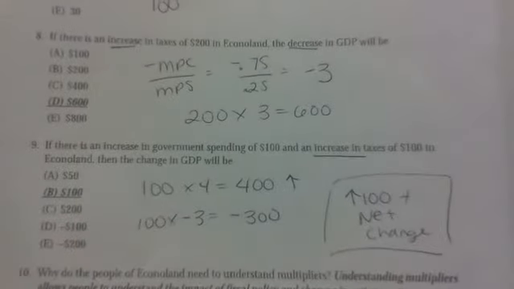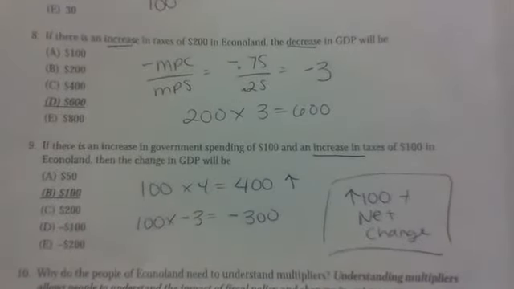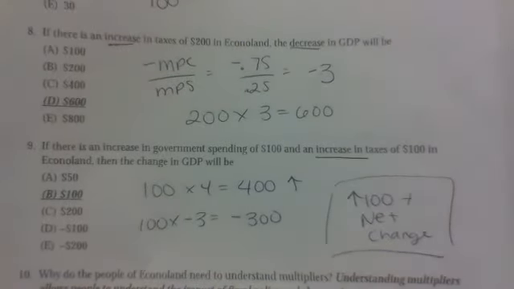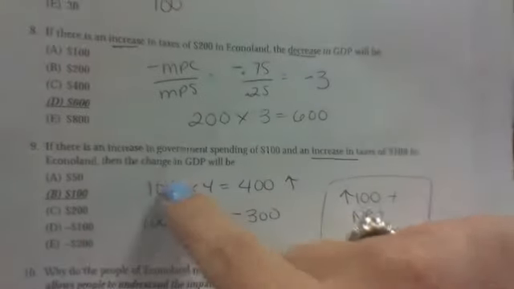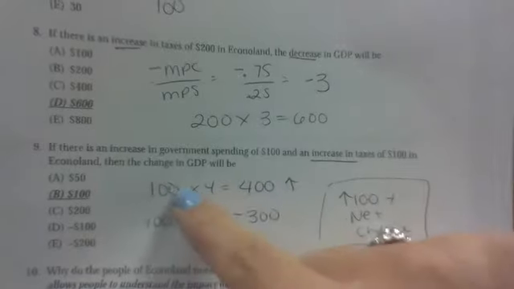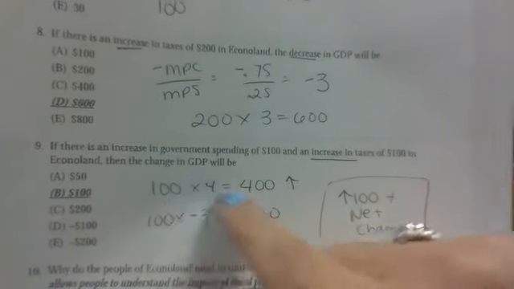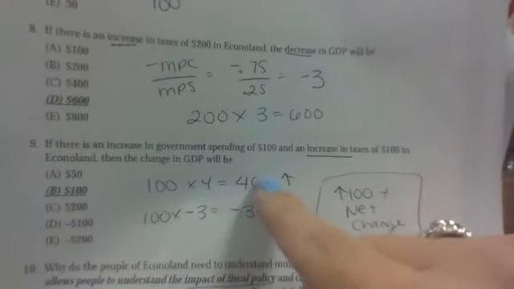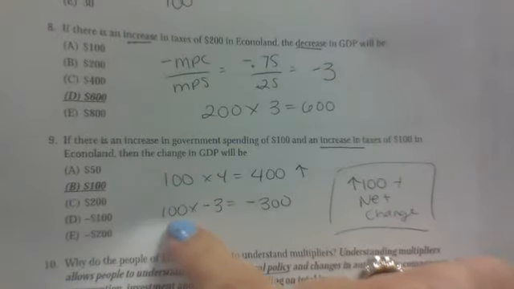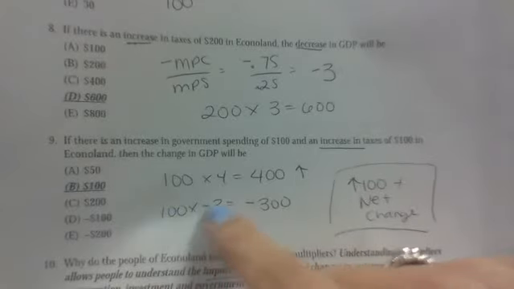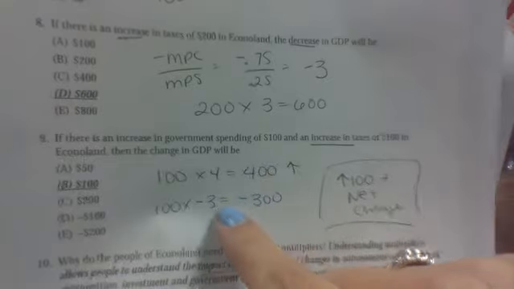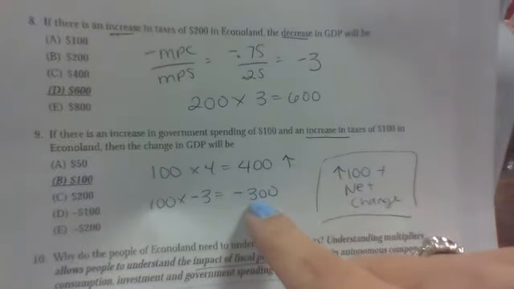Number 9. If there's an increase in government spending of 100 and an increase in taxes by 100 in Ecoland, then the change will be. Okay, so there's our $100 government spending using our spending multiplier. If government spending goes up by 100 with a multiplier, the GDP will go up by 400. There's that $100 in taxes, and we're now using our tax multiplier we found in the previous question. Our tax multiplier is negative 3. GDP will fall by 300.